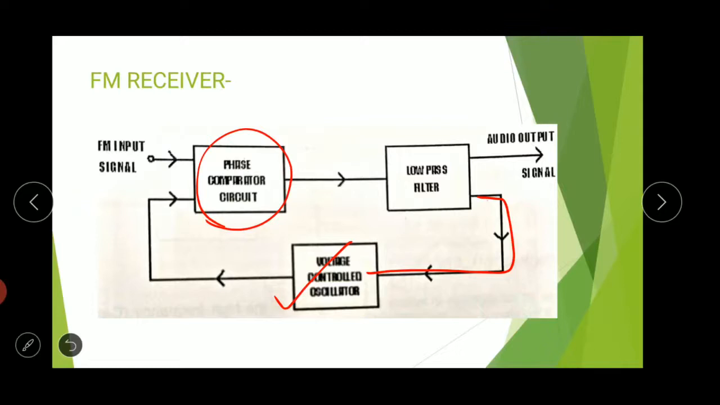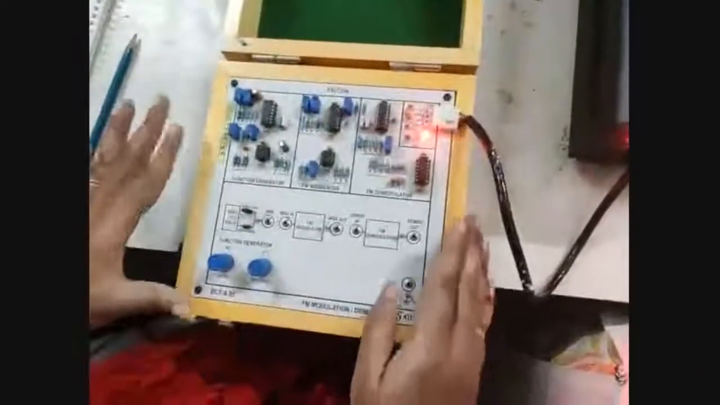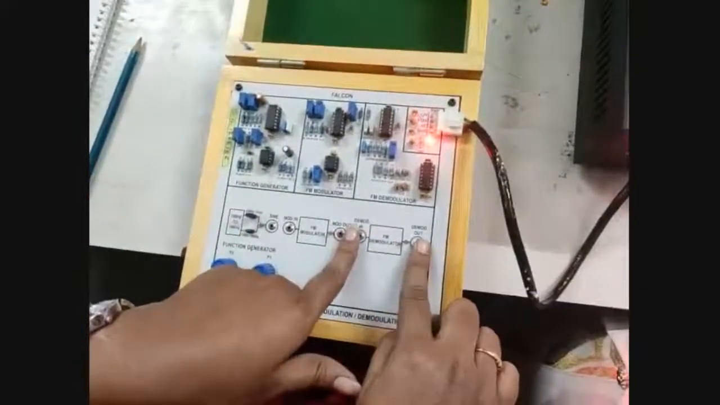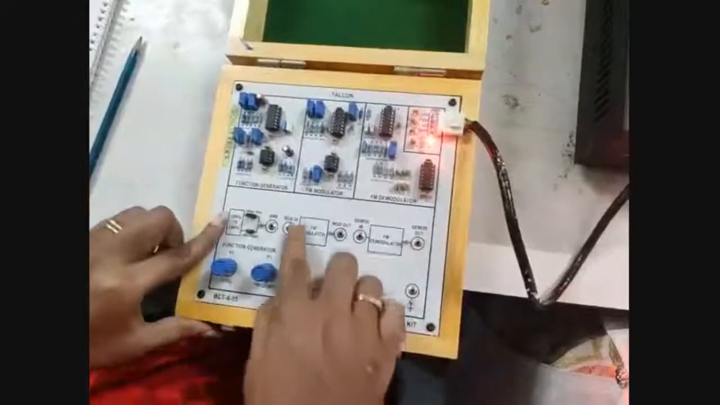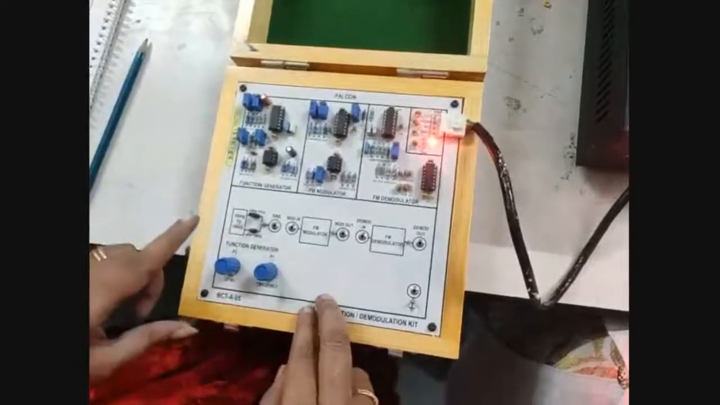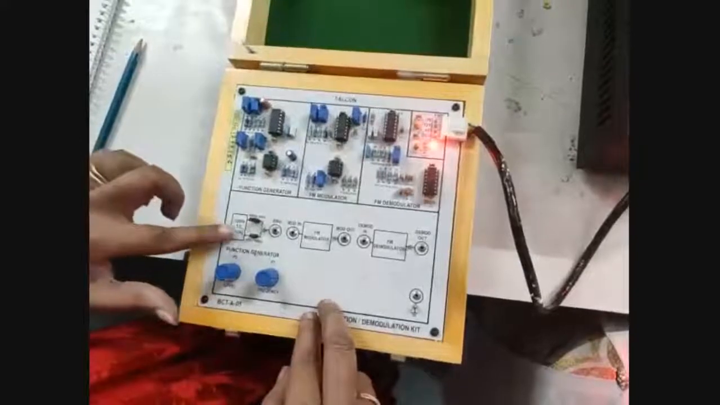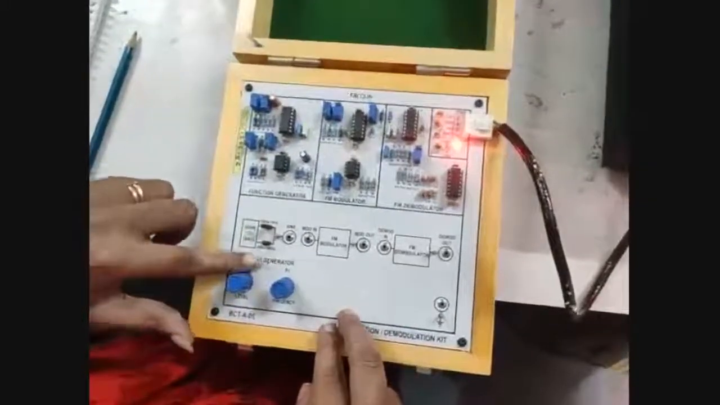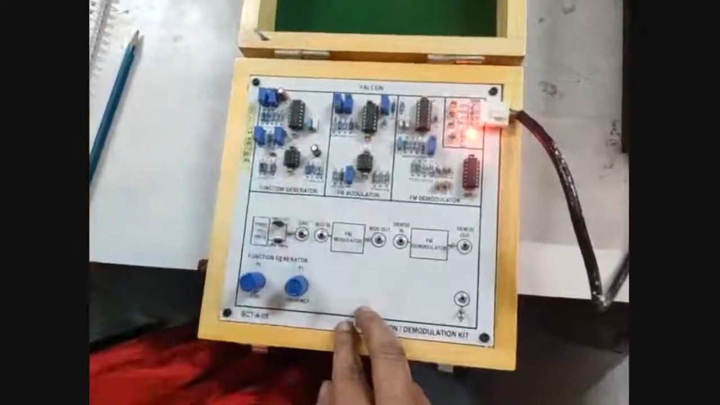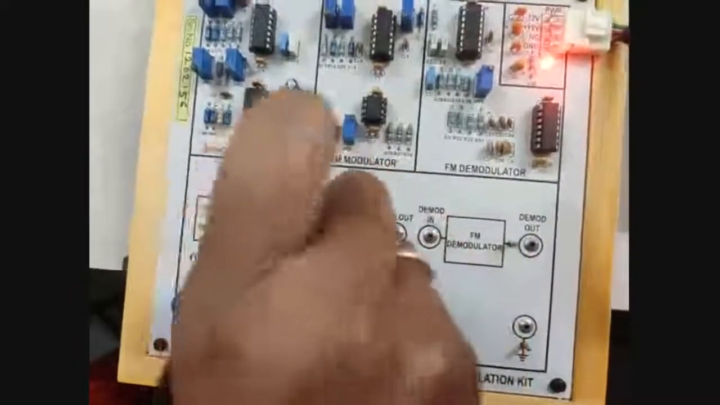Now let's do the experiment. See here, in this kit, this part is the modulator part and this part is the demodulator part. For the FM modulator, we need two inputs. One is the modulating signal, another one is the carrier signal. The modulating signal is coming from this function generator, so this sine point is connected to the mod in point. For that we use the patch cord to connect them.